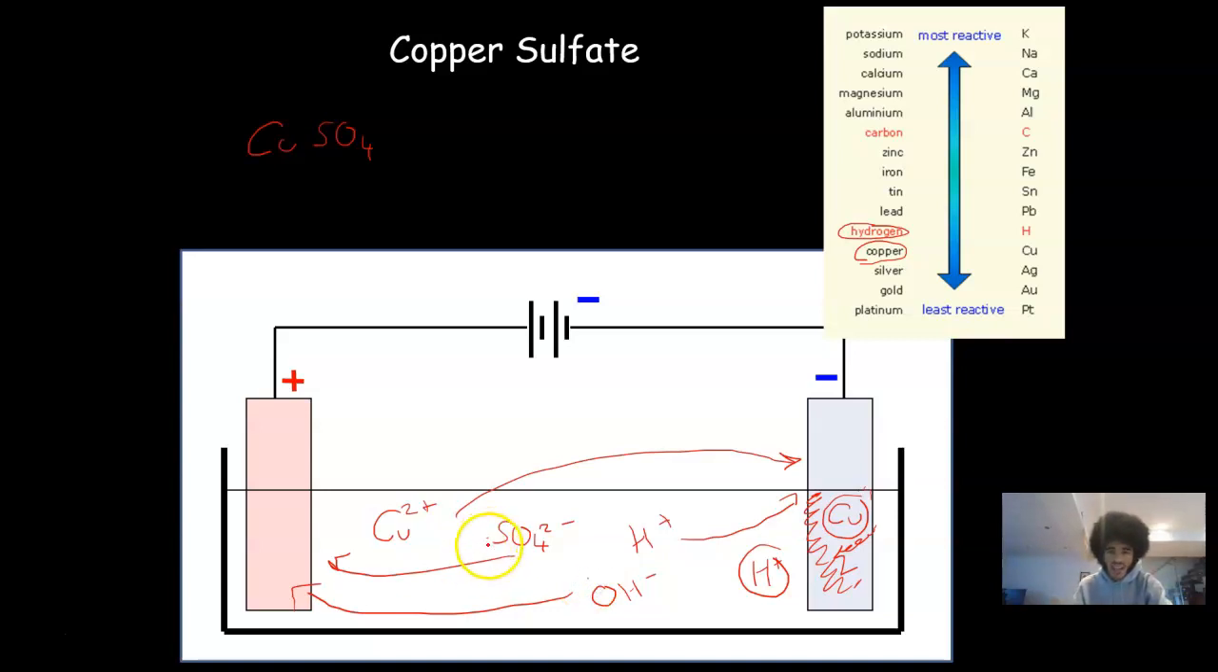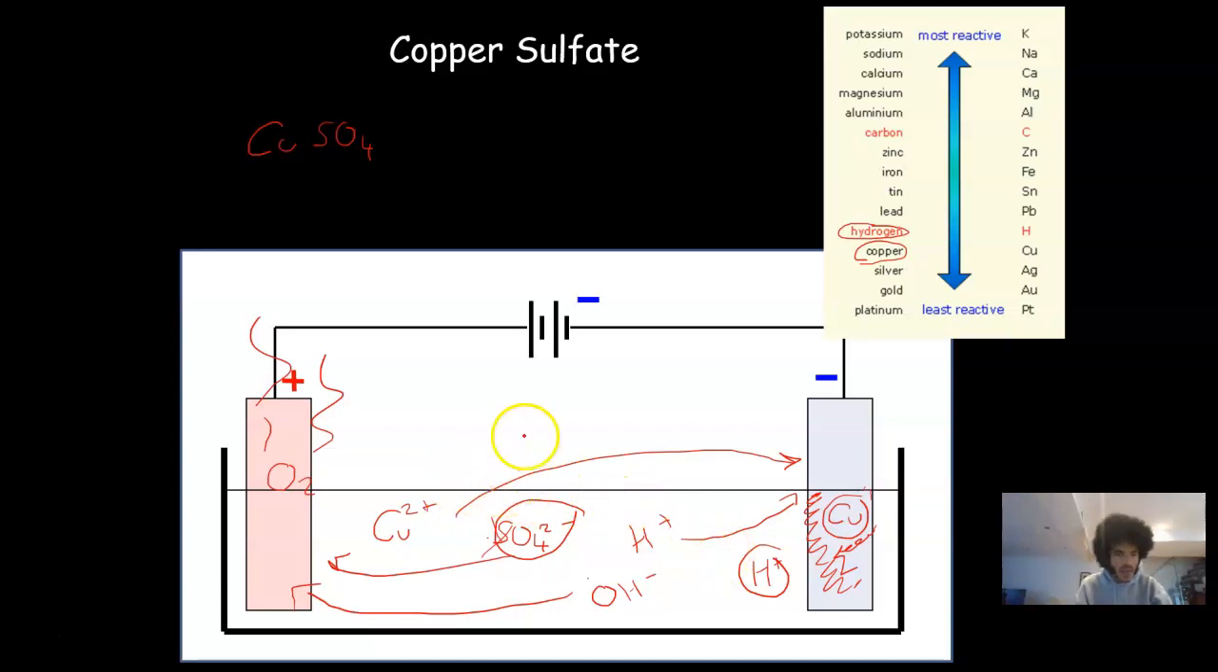Now the sulfate ion is not a halogen, so I do not make that. Instead, I've got the OH minus and I make oxygen gas, so I'm just going to write O2. That will steam off, and you can do a test with the glowing splint to see that it's definitely there. Now, what I've got left in solution is SO4 2 minus and H plus.